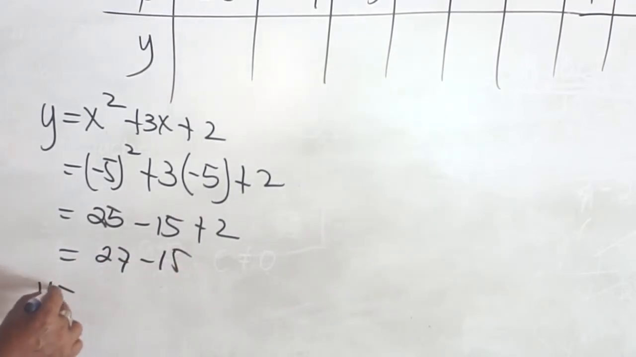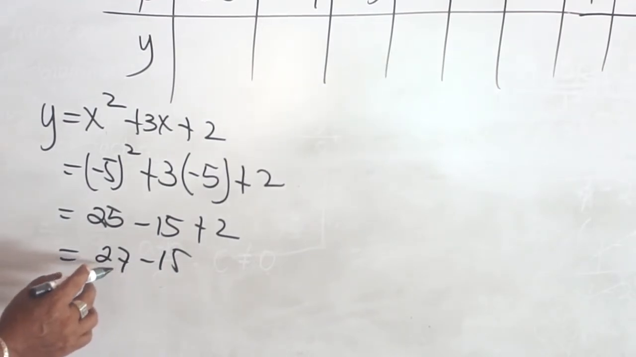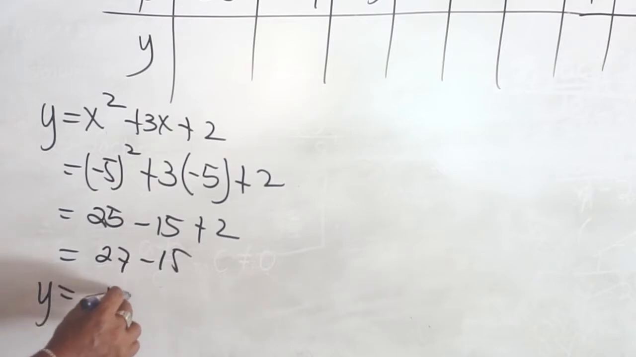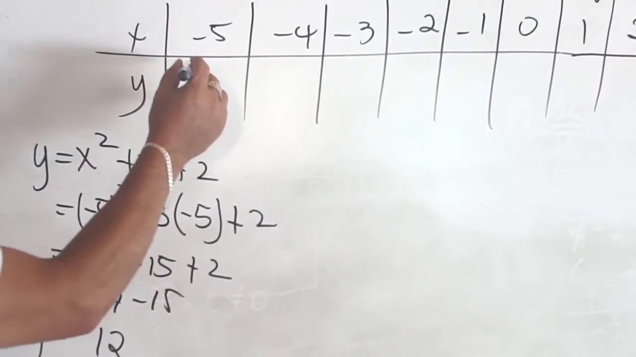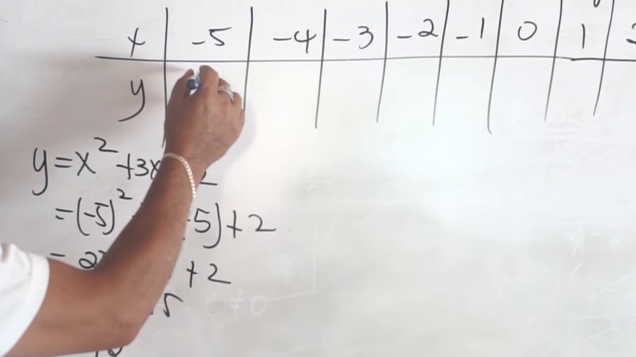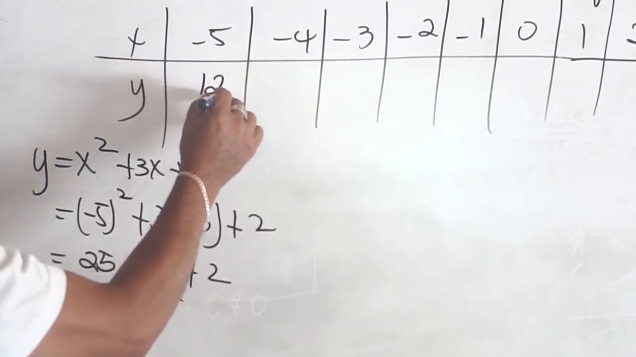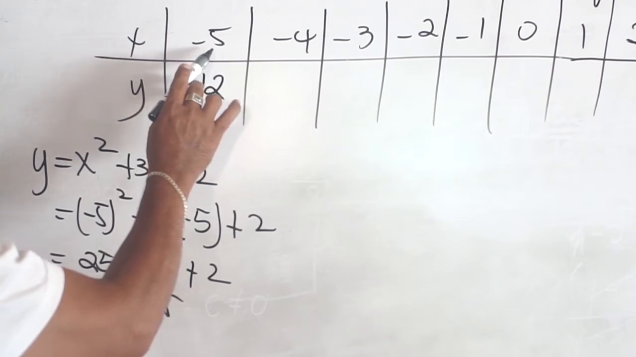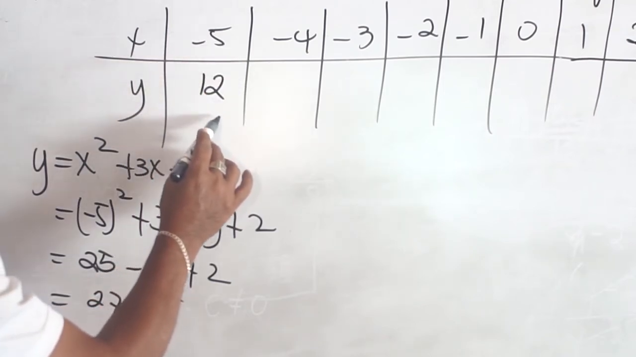The result is 27. Then minus 15. So y is equal to 27 minus 15, and the result is 12. So we have here the value of y is equal to positive 12. So this is now the ordered pair: negative 5 and positive 12.